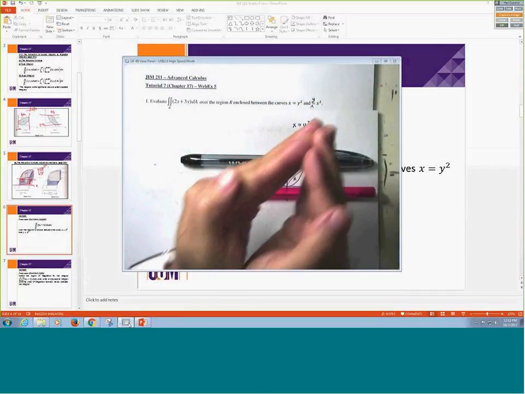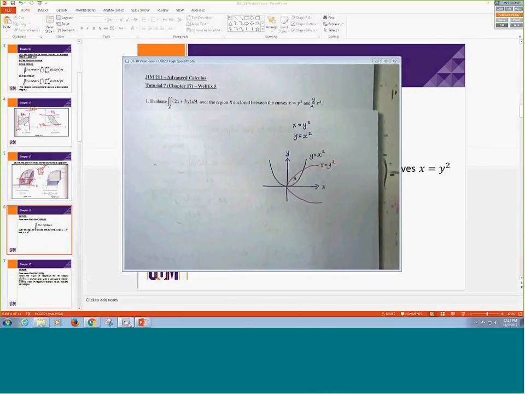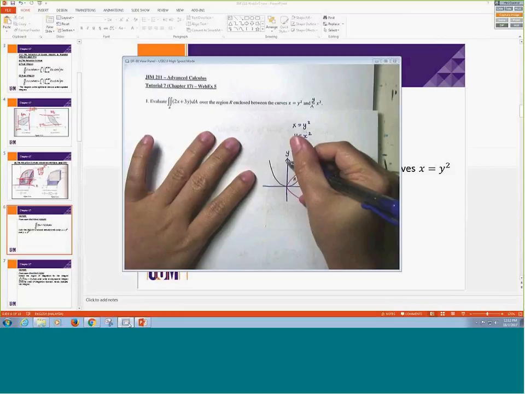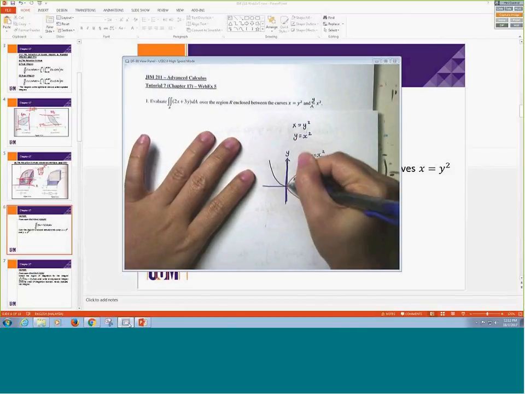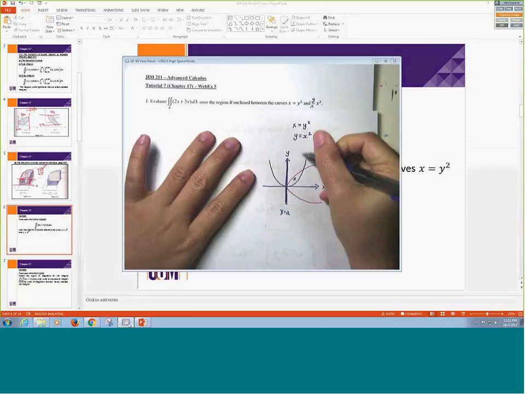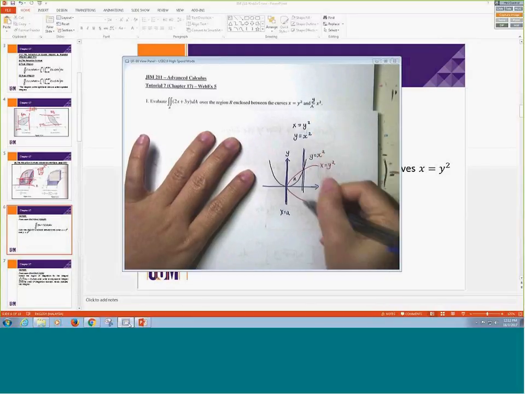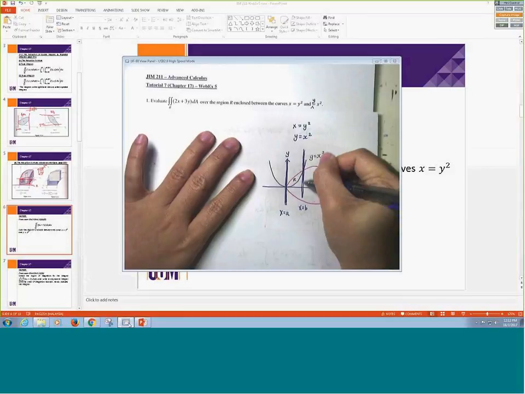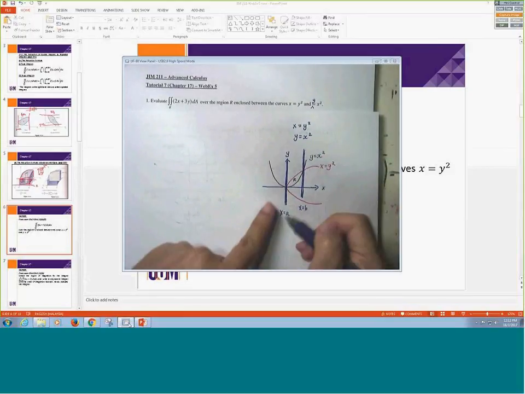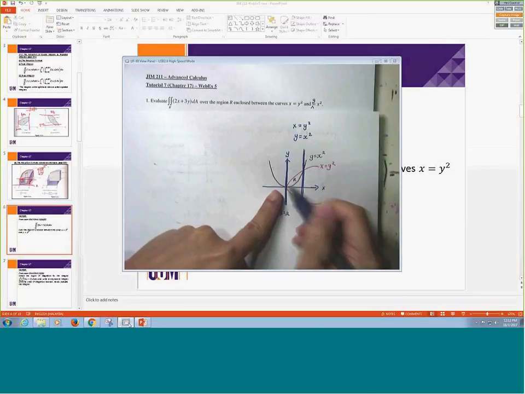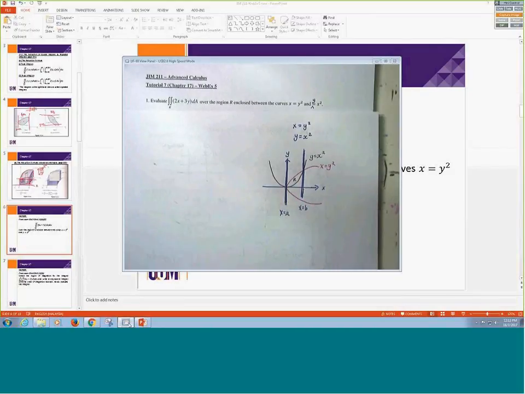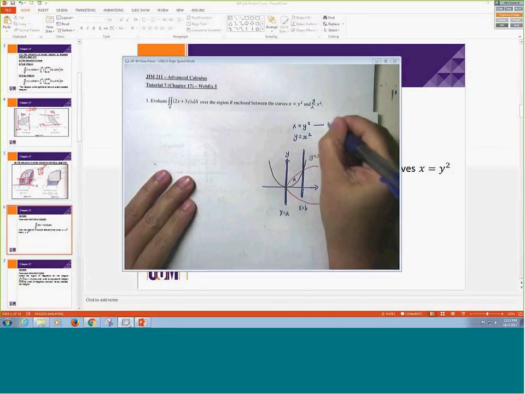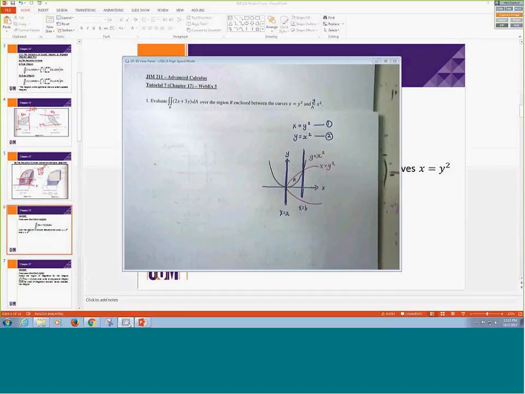If I would like to try type 1, I want to take the vertical line. This is x equals a, and this is x equals b. I need to determine these. It looks like this is 0, but what is the value for b? So we need to solve simultaneously, the equation 1 and equation 2, and then substitute.